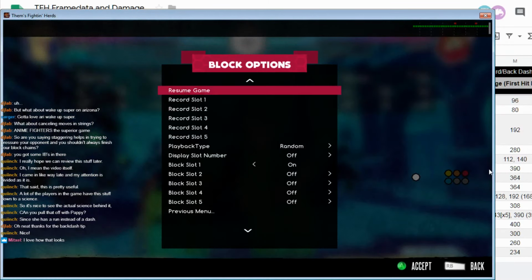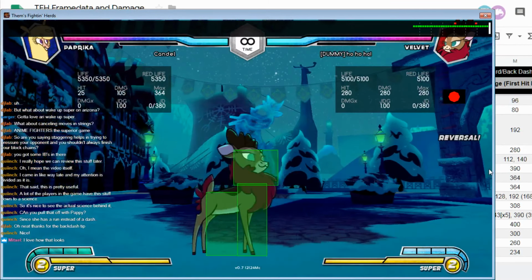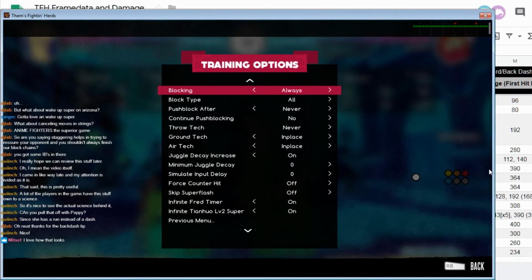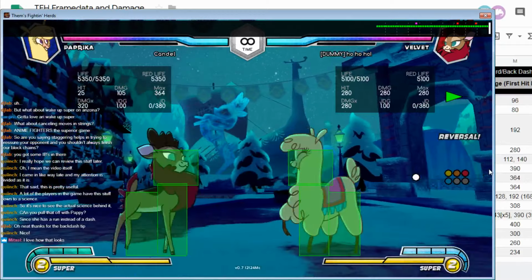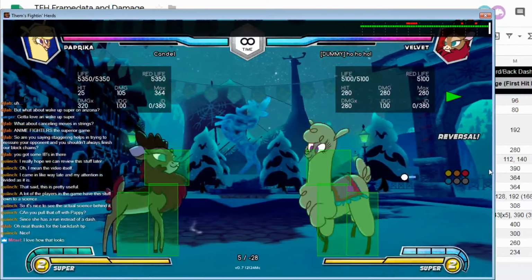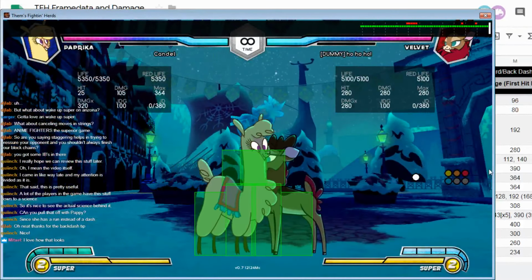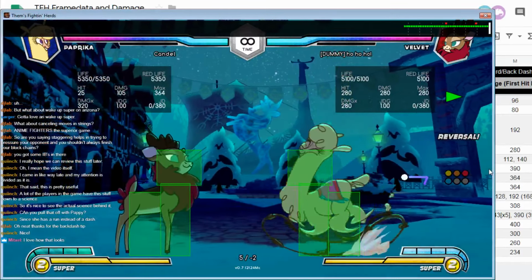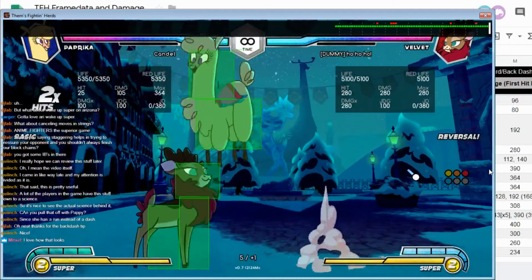Let's record it. Let's actually remember to record. Let's mash backdash. Reversal backdash. There you go. Let's have them block always. So I'm Paprika. I'm trying to command grab them. I'm trying to do stagger pressure. They keep backdashing out. I can't catch them. Or 2A is good at catching backdashes, as you can see there.